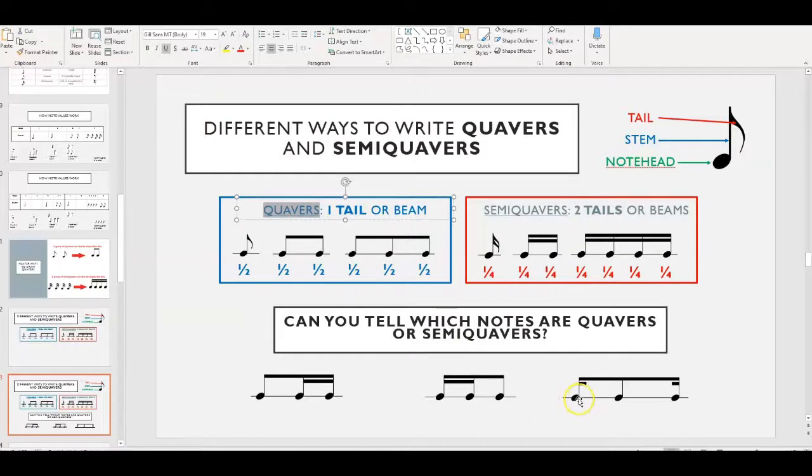This is a little bit more complex, but this first note has two beams, so it's a semiquaver. This one in the middle only has one beam, so it's a quaver, and this last one has two tails, and it's a semiquaver. Cool.